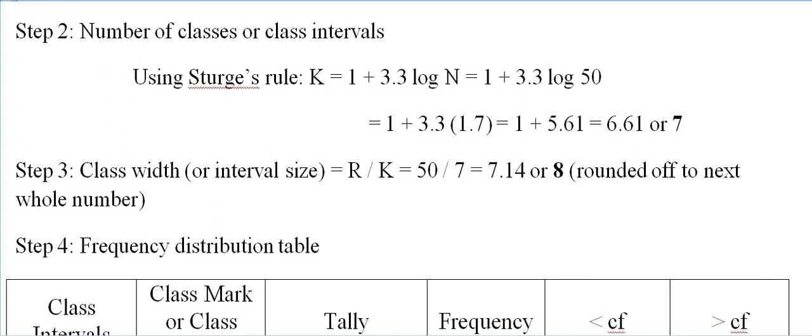Step 3 involves the computation of the class width or interval size. It is computed by dividing the range, which we computed in step 1, by the number of classes, which we computed in step 2. So the range of 50 divided by the number of classes of 7 will give us 7.14. Let's round it off to the next whole number, which is 8. So that means 8 is our class width.